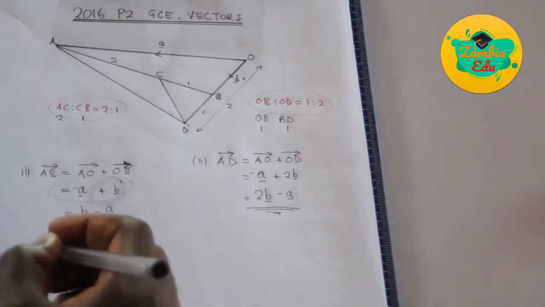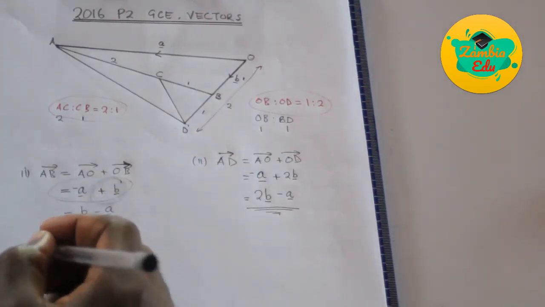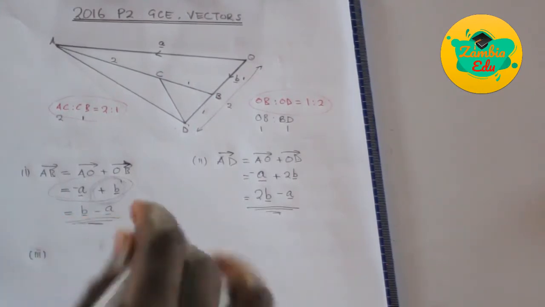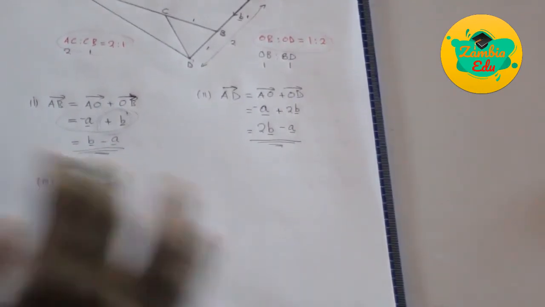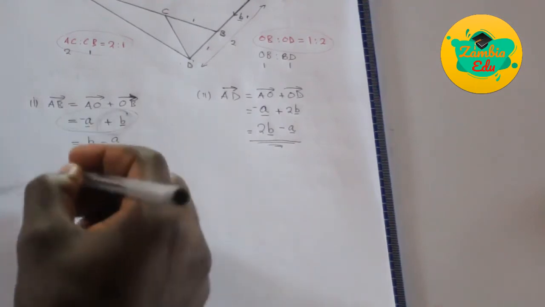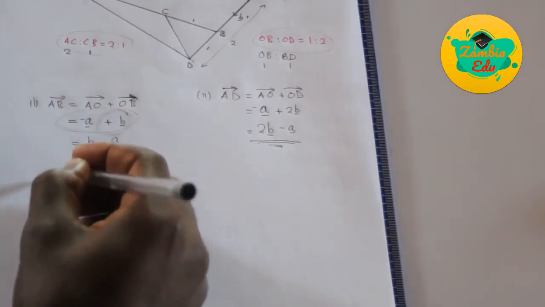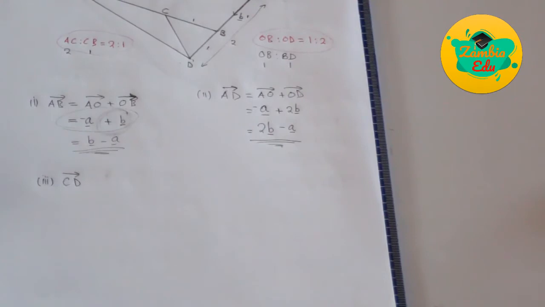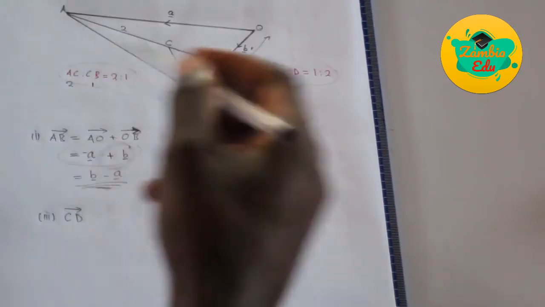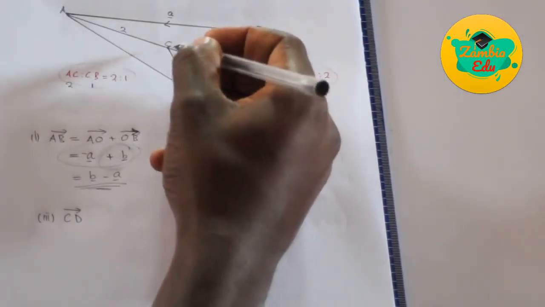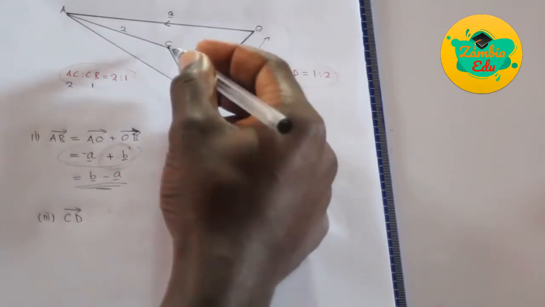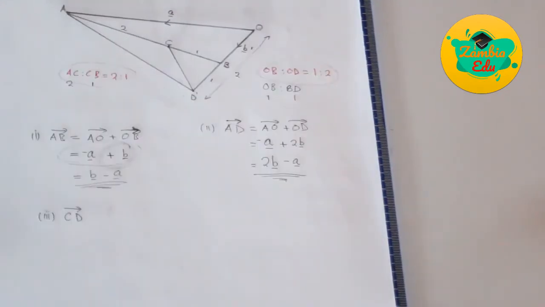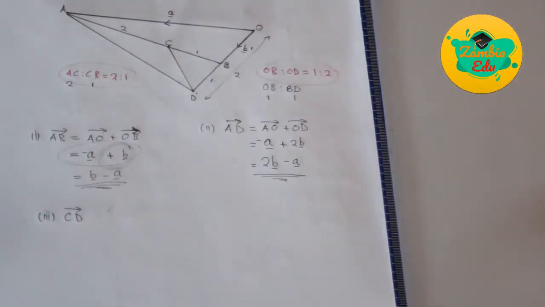Let's go to our third question. Our third question is asking us to find CD. So CD is C to D. That is what we are trying to find.